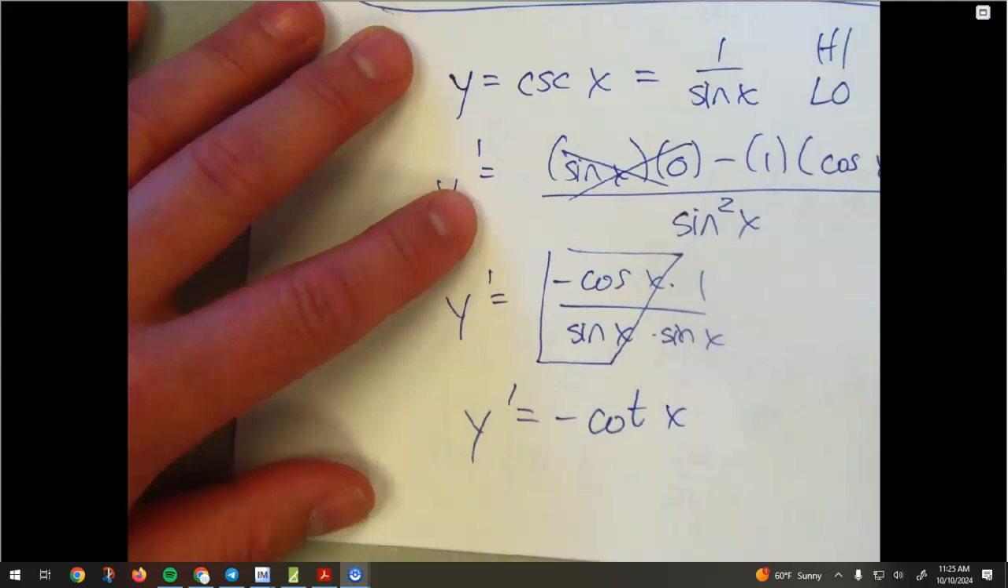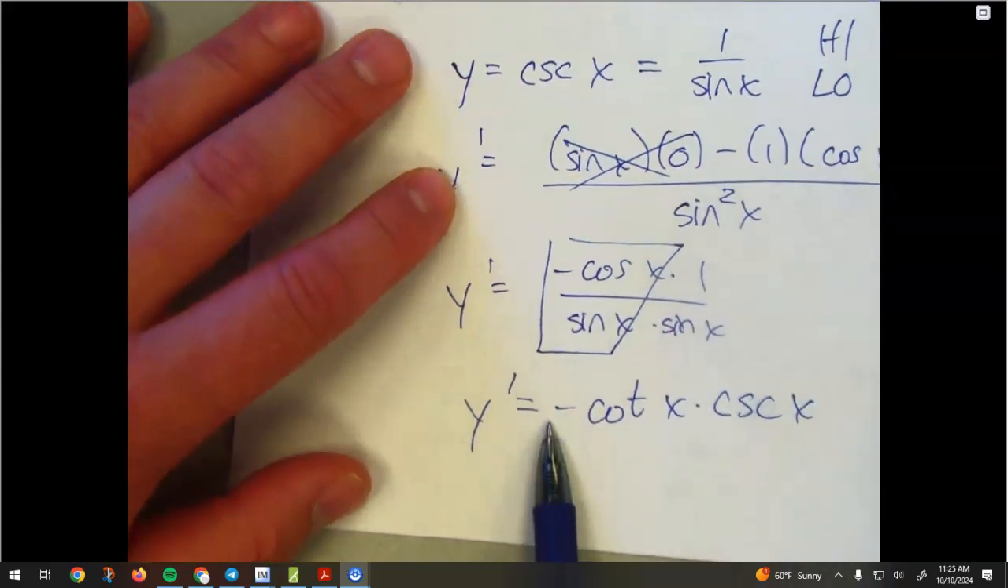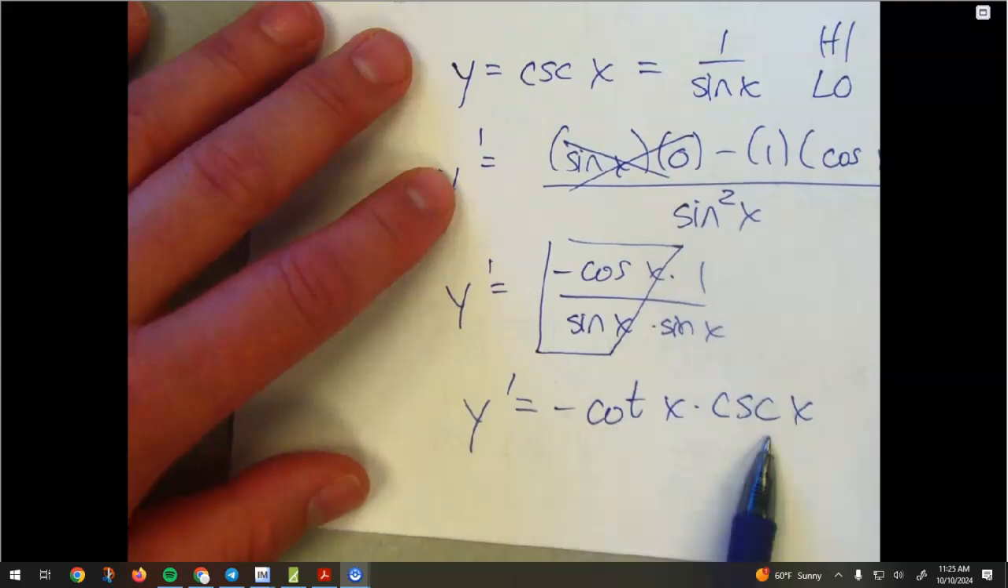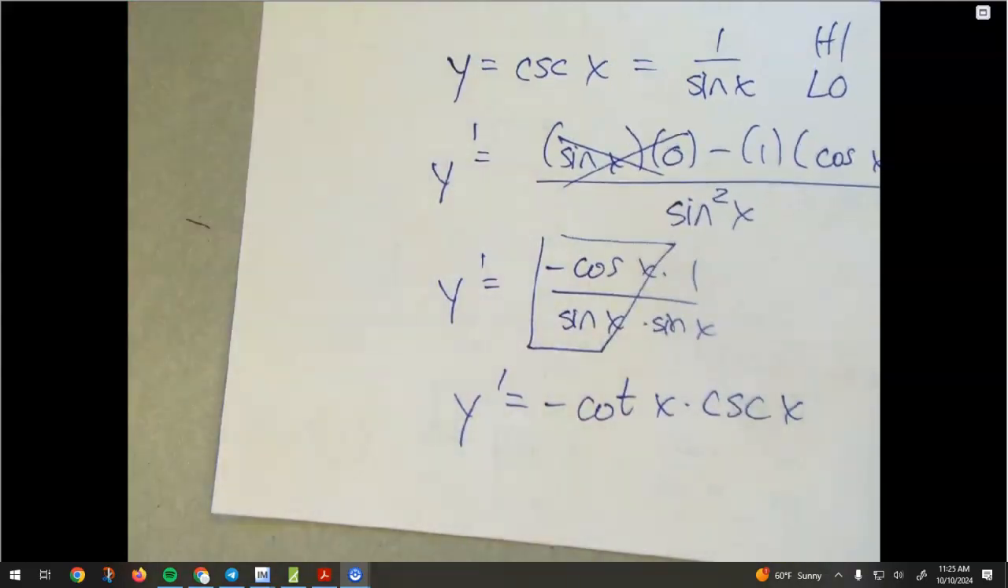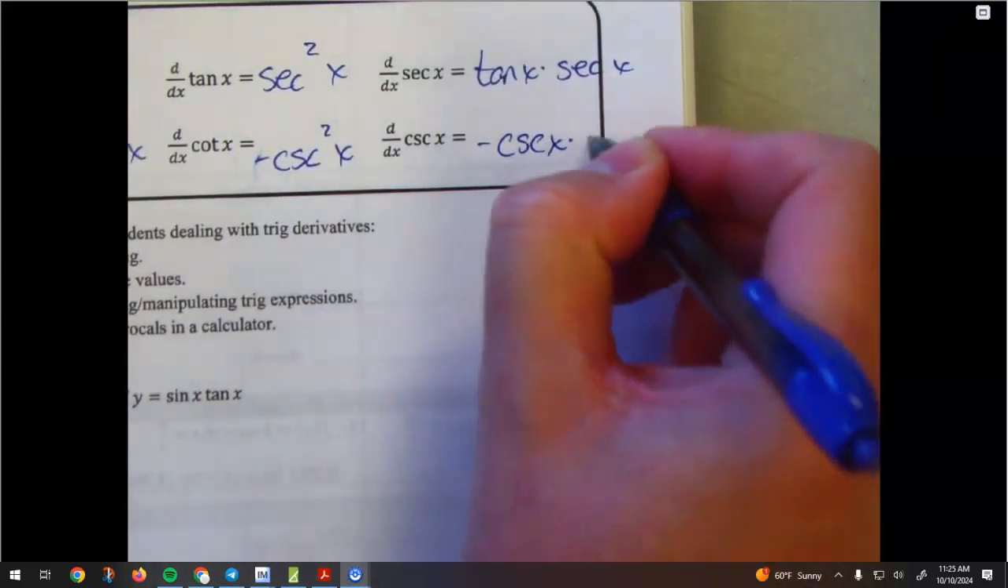Negative cotan, and then what's 1 over sine? So if the negative is out in front, that's all one term. So you could put negative cosecant cotangent or negative cotangent cosecant. Doesn't matter. Again, it starts with a C, so your derivative is negative.